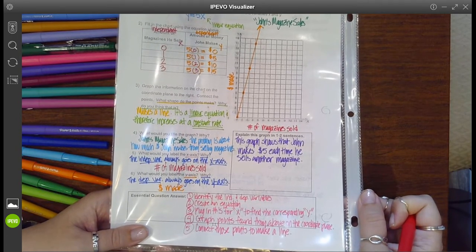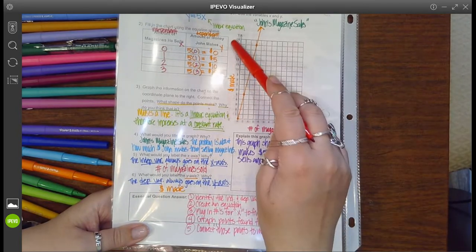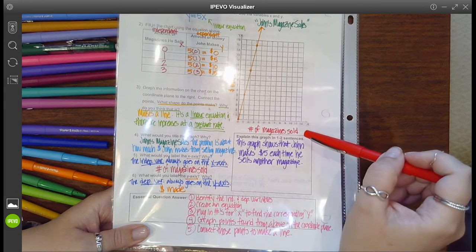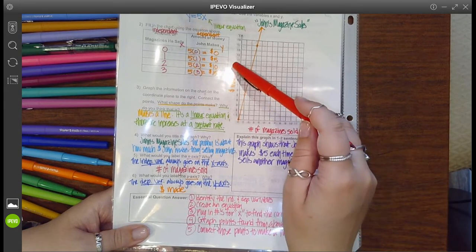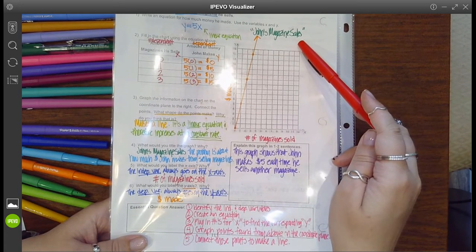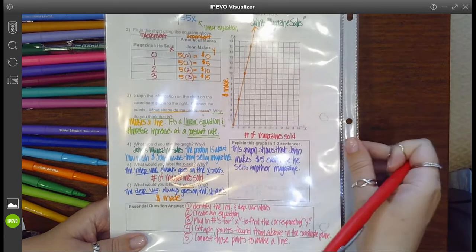Okay. And then when they ask you to label the axes, they're not saying, hey, label this X and label this Y. We know that. We want to know what's the X-axis talking about, the number of magazines sold. What's the Y-axis talking about, the money made. And when they ask you to title the graph, get the gist of what's happening. Talk about the subject. So who is doing what? And that's all there is to it.